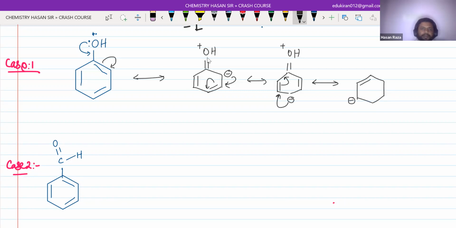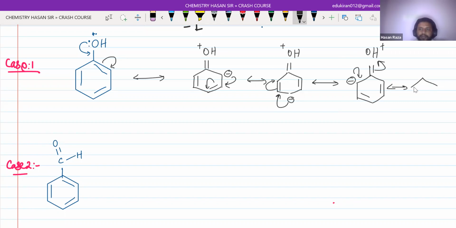Oh, wait a minute. This double bond. Wait a minute. This will move to here. Negative charge will be here. Now the double bond is here. You can see like this.